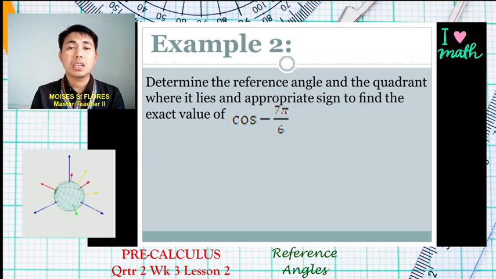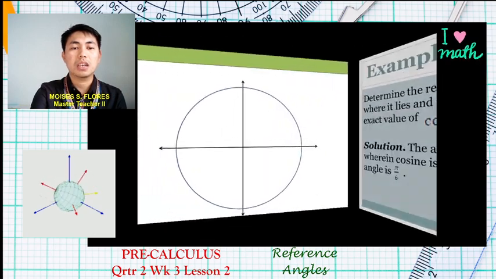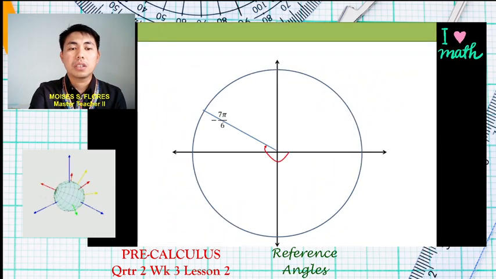If we sketch the angle, which is negative 7 pi over 6, it is in the clockwise direction because it is negative. So our angle lies in quadrant 2, wherein cosine is negative, and its reference angle is simply pi over 6. Let's take a look at the sketch of the angle. There you have it, it's clockwise because it's negative 7 pi over 6, and its reference angle is pi over 6.